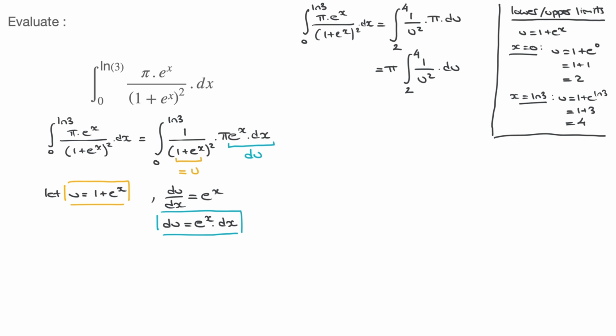Now, when integrating 1 over u squared with respect to u, we find negative 1 over u. In other words, this equals pi times, in square brackets, negative 1 over u, with lower limit 2 and upper limit 4. And if ever you're wondering how I integrate 1 over u squared and obtain negative 1 over u so quickly, here's a result I would recommend you know off by heart.